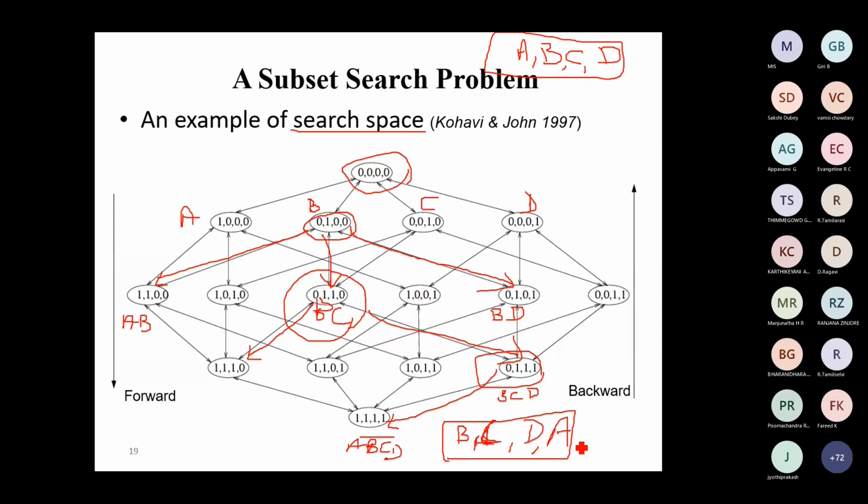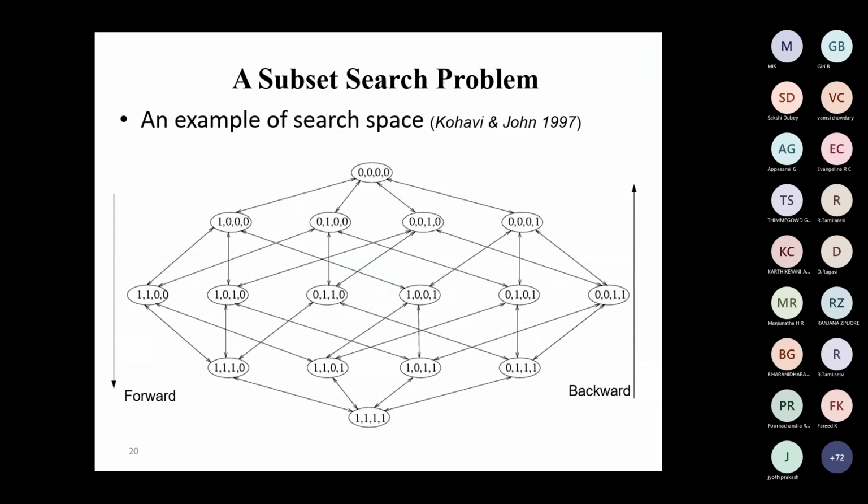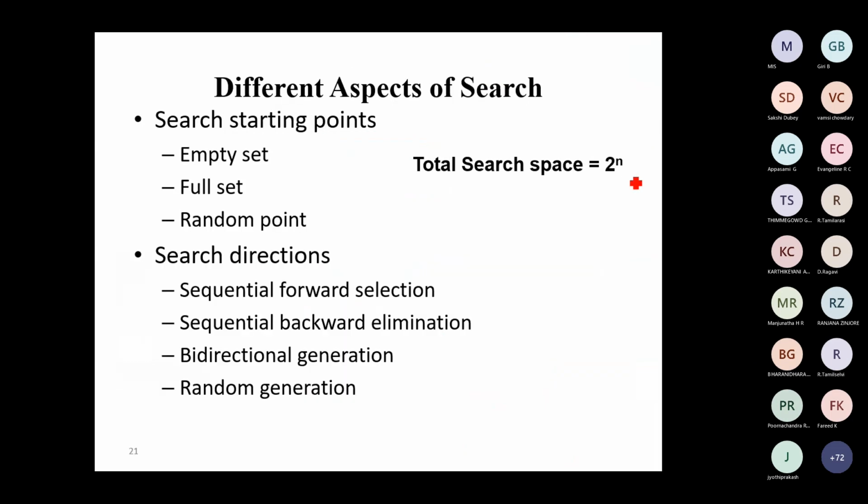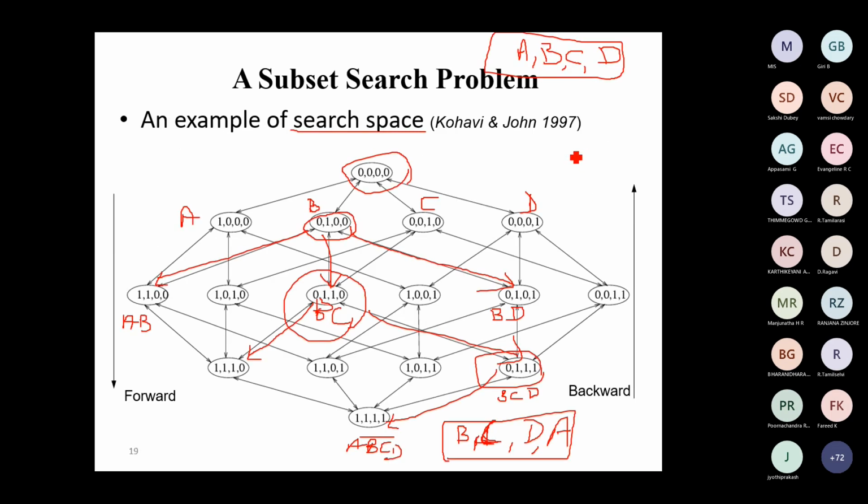So now this is the subset search problem. For four features, the total search space is 2 power n. Here we have four features, so 2 power 4 combinations are possible, which is 16 combinations.